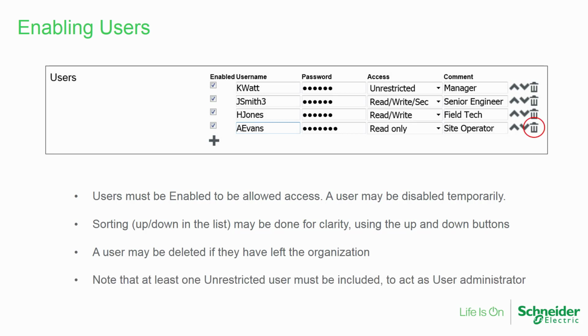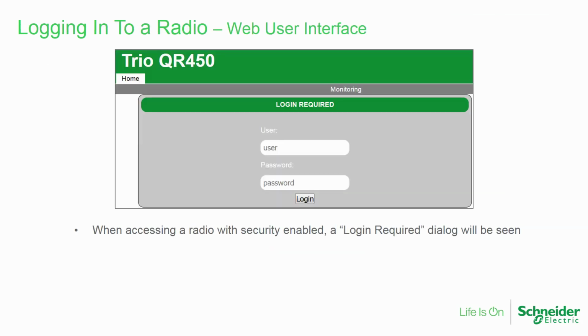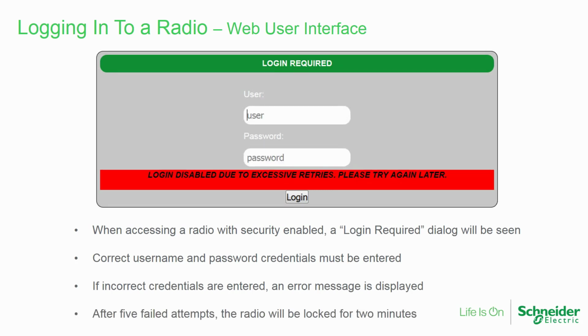Note that at least one unrestricted user must be included to act as the user administrator. When done making any changes, remember to press the Activate Configuration button. When accessing a radio with login security enabled, a login required dialog will be seen. The user's correct username and password credentials must be entered here. If incorrect credentials are entered, an error message is displayed as shown here. After 5 failed login attempts, access to the radio will be blocked for 2 minutes.